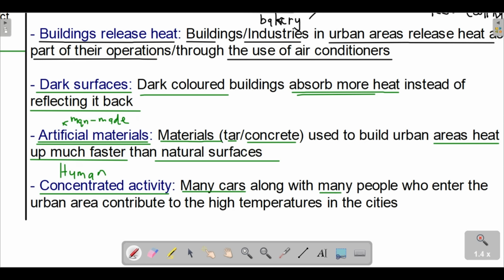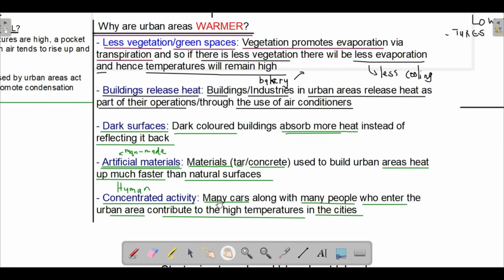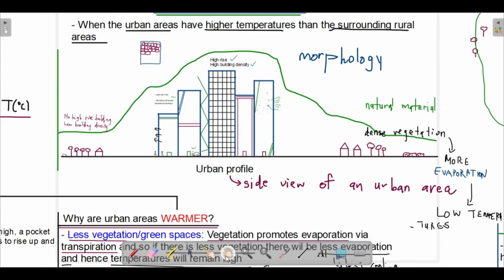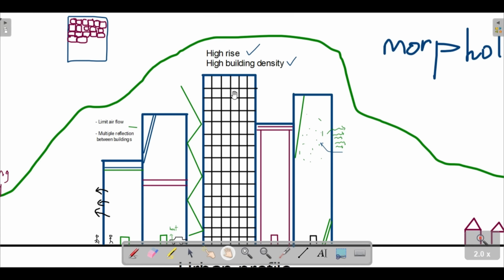So because there's many people, many cars that enter the urban area, this contributes to the high temperatures in the cities. Because there's a lot of activity, a lot of people work in the CBD, and so you expect many people getting there. You expect a lot of cars. There's traffic congestion. Each car with its own heat comes into the city, and of course, all of that participates in the high temperatures that we see in the urban areas.